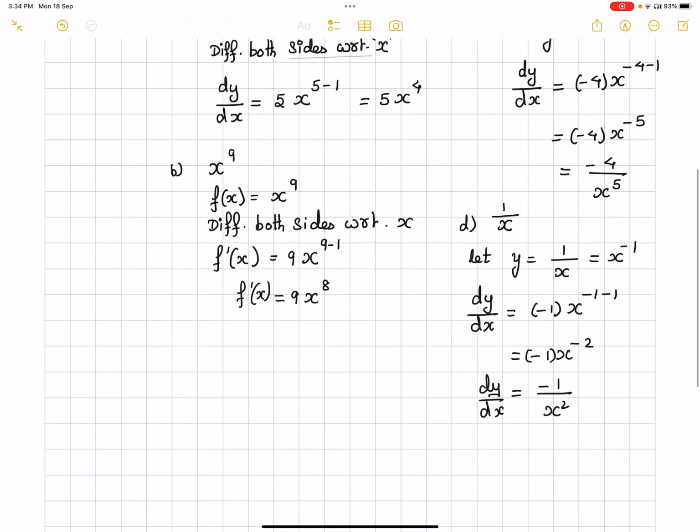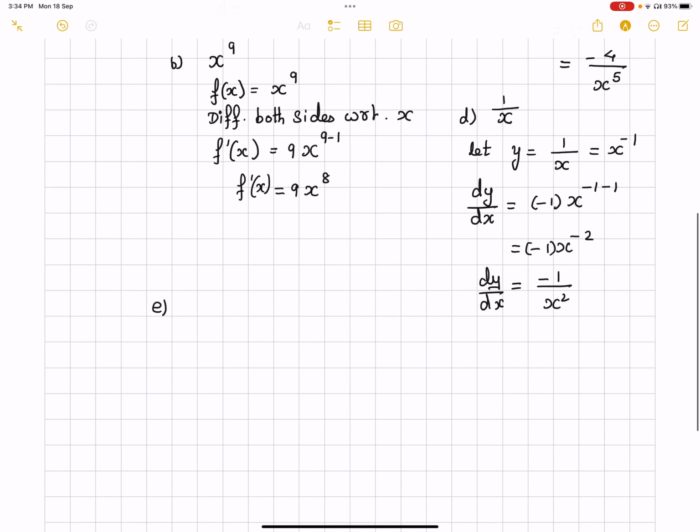Okay. Let me do one more problem. E, it is 8. Only 8 has been given. Now let y is equal to 8. So here I have only a constant, right? Now a constant is there, nothing else. So in that case, here we have 1. What is 1? 1 is nothing but x to the power 0 is equal to 1. So whenever you find 1 or a constant number, just beside that, write it as x to the power 0.